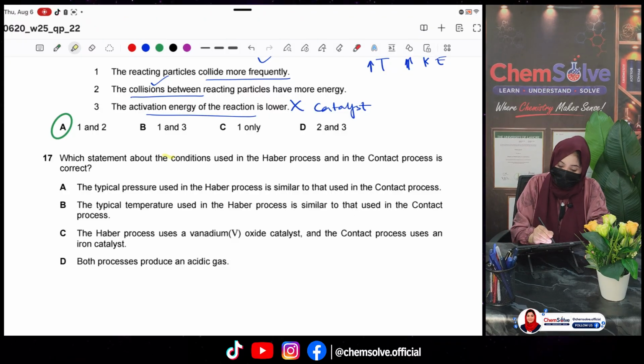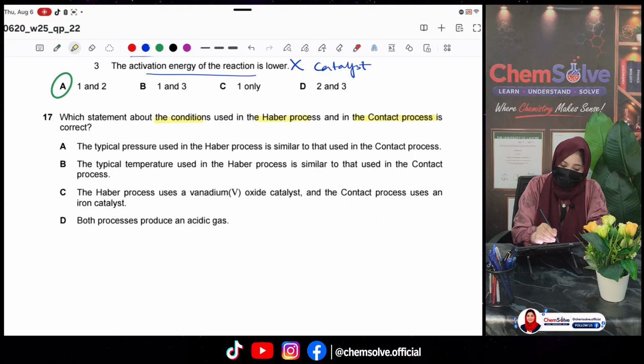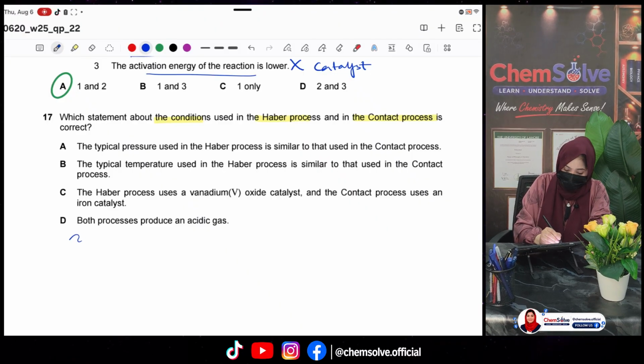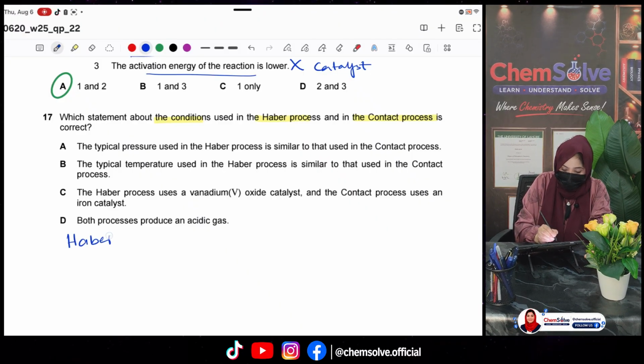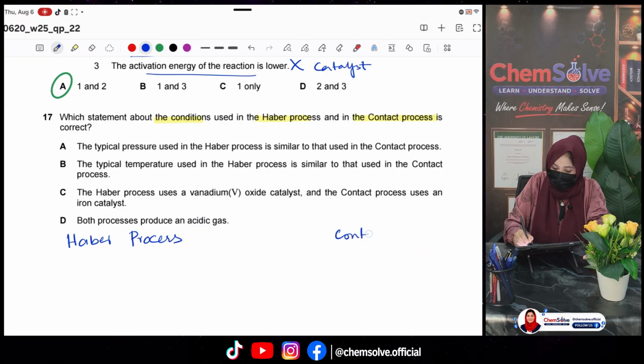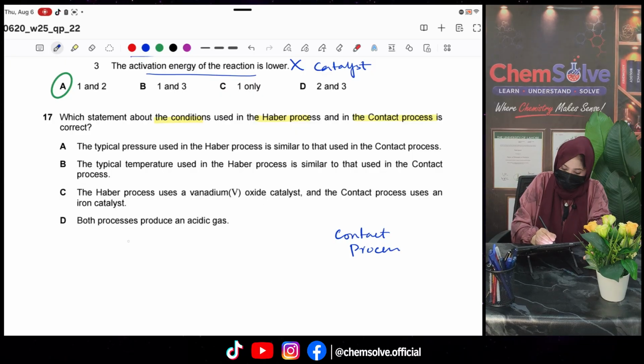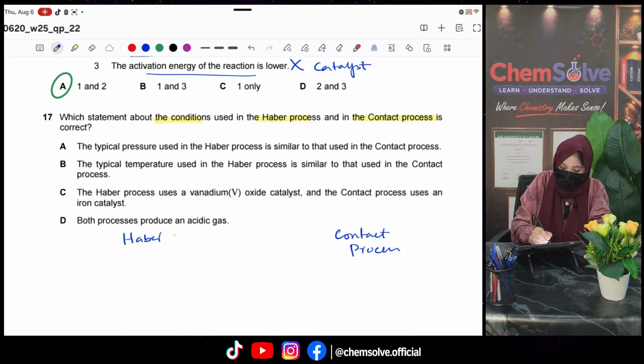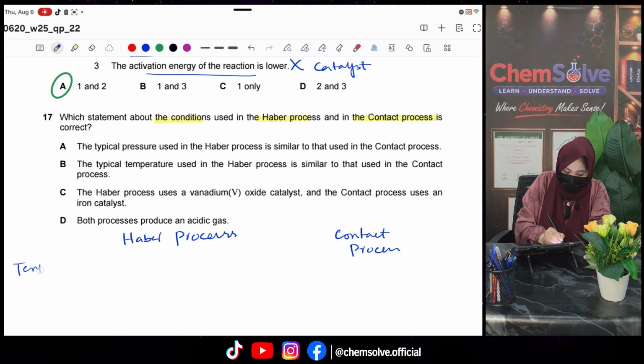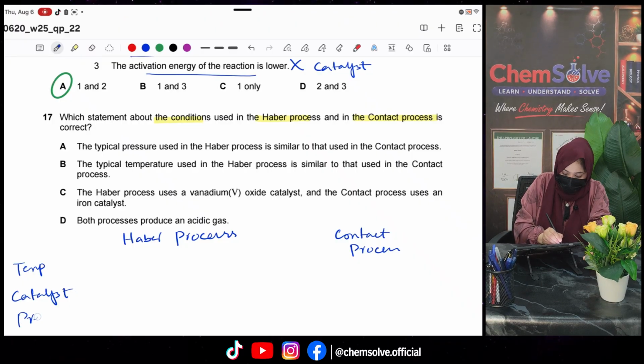this question is about the conditions used in the Haber process and in the contact process. So before looking at the options, just see what the conditions used for the Haber process and for the contact process are. The first condition is temperature, the other is catalyst, and the third is pressure.